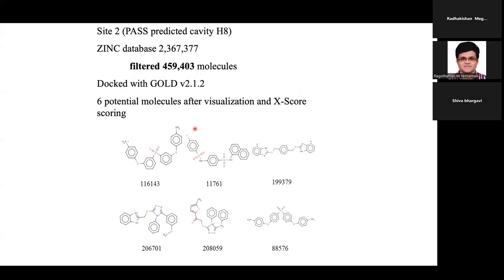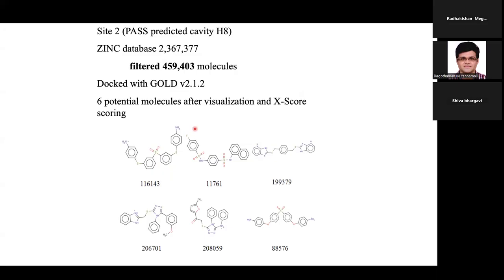Now, remember, there was another cavity which was predicted, and that means locking the conformation in the dimer state. This first cavity, where we identified an active molecule or a lead that has some potential, is present between domain 2 and 3.